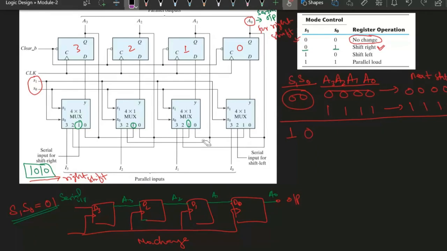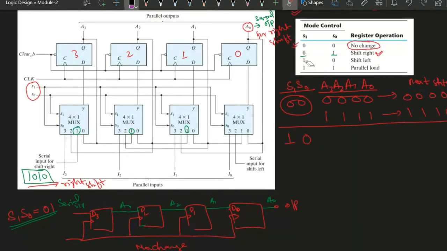Similarly, the same thing can be done, serial in, serial out, but for left shift. So for left shift, if S1 is 1 and S0 is 0, at that time the same functionalities will be there, but it will now be shifting to the left side. So you can just modify it and see how it constitutes the left shift. If it is left shift, S1 will be 0, S0 will be 0.